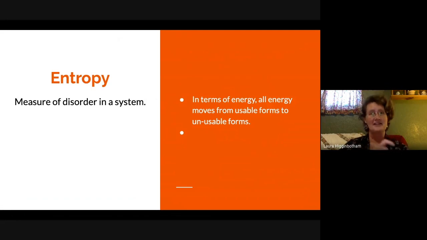So now let's take this in terms of energy. Entropy, we talk about usable energy and unusable energy. If you have usable energy, it's energy that you can harness to put it to work somehow. So in that last example with the car piston, the car engine, that incoming energy in the form of chemicals, fuel and oxygen, that was a usable form of energy. We can do something with that.